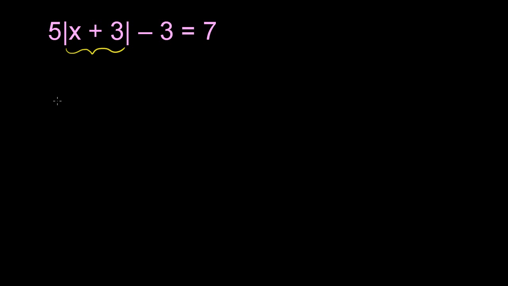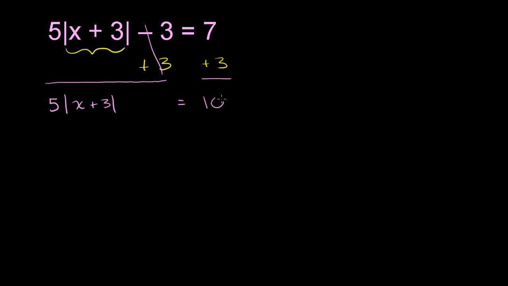So the first thing we might want to do is add 3 to both sides of the equation. That'll get rid of this negative 3 on the left-hand side. So let's add 3 to both sides. The left-hand side will still be 5 times the absolute value of x plus 3. The negative 3 plus the 3 will cancel out, and that will be equal to 7 plus 3, which is 10.